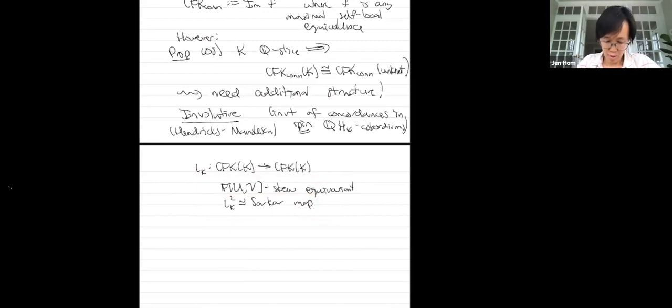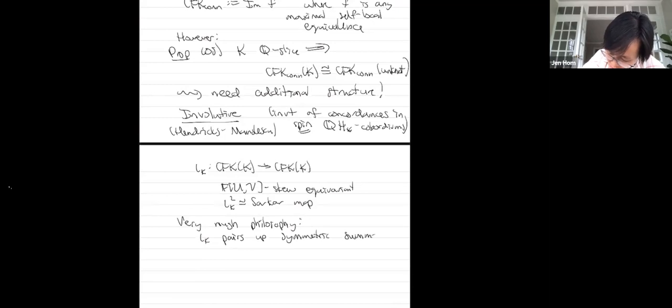Okay. Great. So we have this map iota K on the knot Floer complex, and I'm going to tell you the very rough philosophy, which is not rigorous at all, but it gives you an idea of how we actually came across these examples. So the very rough philosophy is that iota K pairs up symmetric summands in the knot Floer complex.